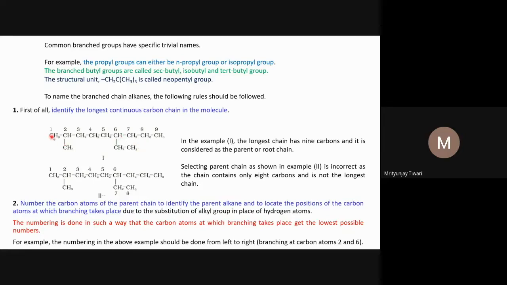If the numbering is done in this direction, the branching has taken place at the second carbon and the sixth carbon atoms. Second carbon and sixth carbon. And if you do the numbering from the other direction, 1, 2, 3, 4, at the fourth position the branching has taken place, and then at the ninth position, after fifth, sixth, seventh, eighth, and then ninth. So instead of fourth and ninth, we will follow the branching at second and sixth position, because then these branches get the lowest possible numbers if we do the numbering in this direction. So we will follow numbering in this direction. This rule we will follow.